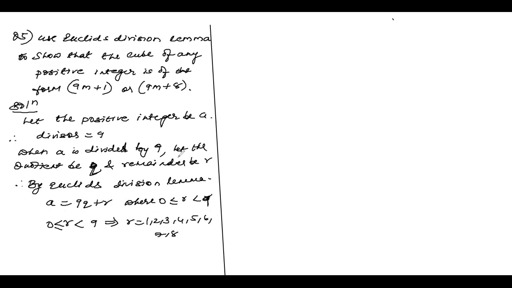So how many steps will this take? r is equal to 0, 1, 2. Now try to understand here, otherwise it becomes a very lengthy sum. a is equal to 9q plus 0, 9q plus 1, 9q plus 3, 9q plus 4, 9q plus 5, and afterwards I also have to cube all of these, and then show those cubes equal 9m plus 1 or 9m plus 8. It becomes a very lengthy sum.